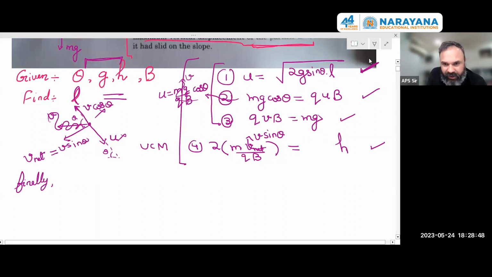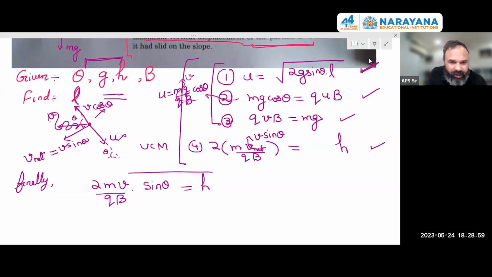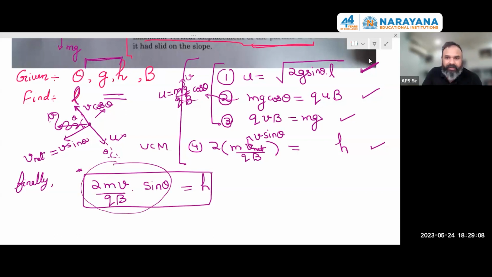And now you just have to square these terms and compensate. So let's see what we are getting here. We are getting 2mv upon qB into sin theta term, right? And that is equal to h. Now try to eliminate these terms. h is something which is fine, I can keep. Try to convert all these terms in terms of L. Let's see what you are getting.